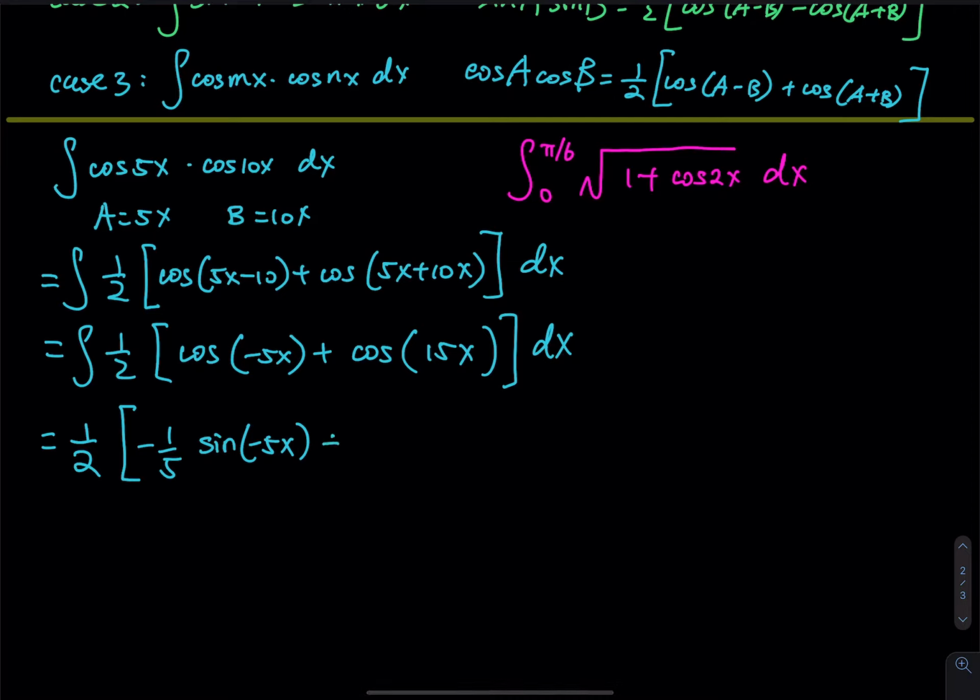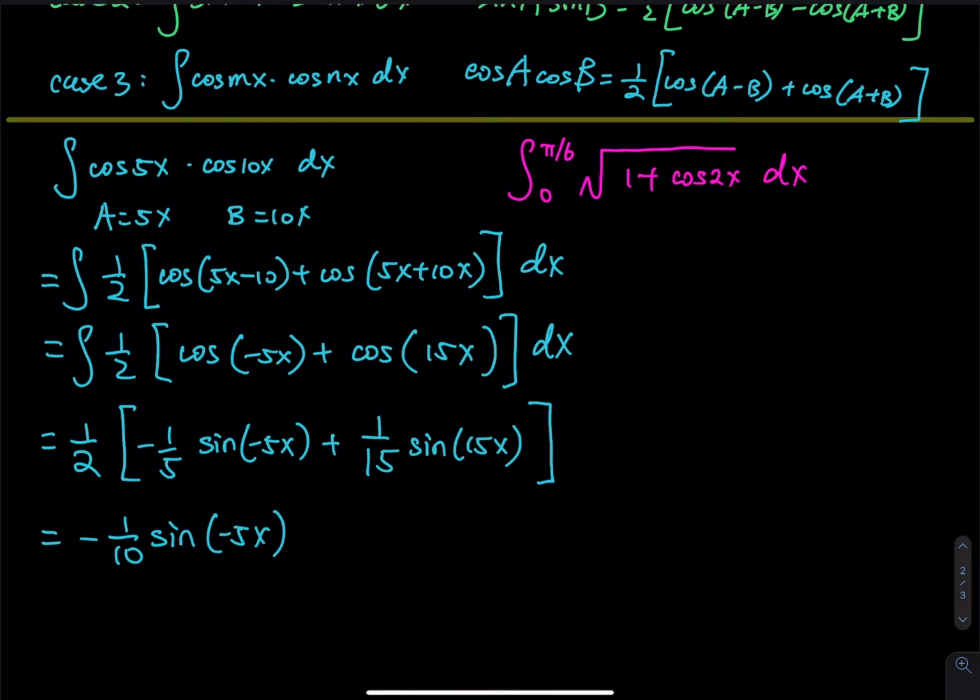And then the other one, plus the integral of cosine is equal to sine of 15x, and you have to prepare an extra 1/15 in front of the sine. So the integration is done. Then you distribute the 1/2. So you have negative 1/10 sine of negative 5x, plus 1/30 sine of 15x, and then plus c.